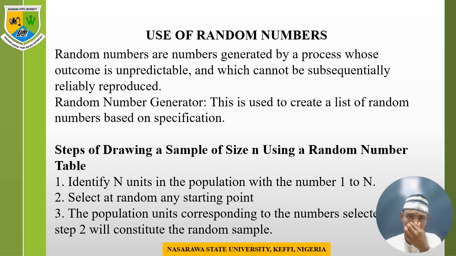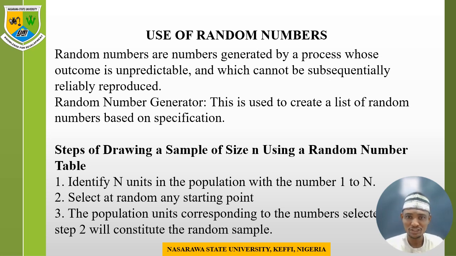Now let's go to the last topic of the course, which is the use of random numbers. We say a random number is generated by a process whose outcome is unpredictable. That's why we call it random. It cannot be predicted, and cannot subsequently be reliably reproduced. It is made possible with the help of a random number generator. We make use of this random number generator to generate a random number.